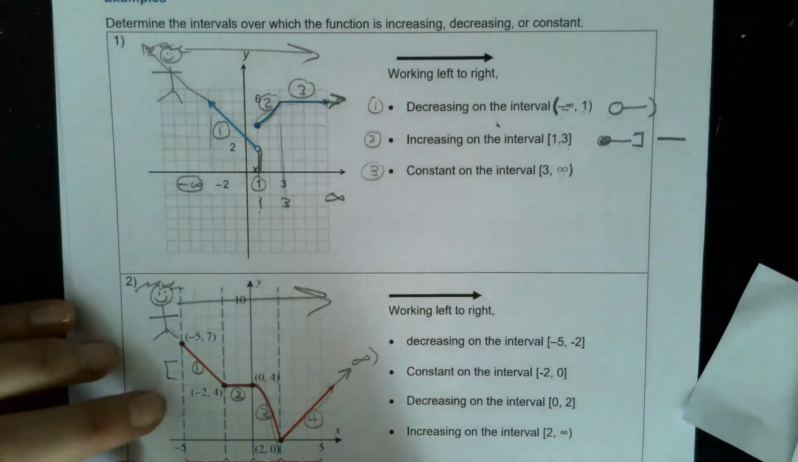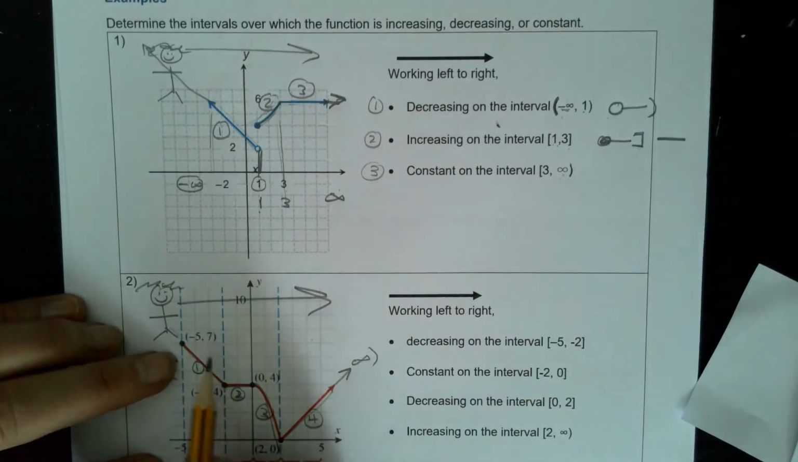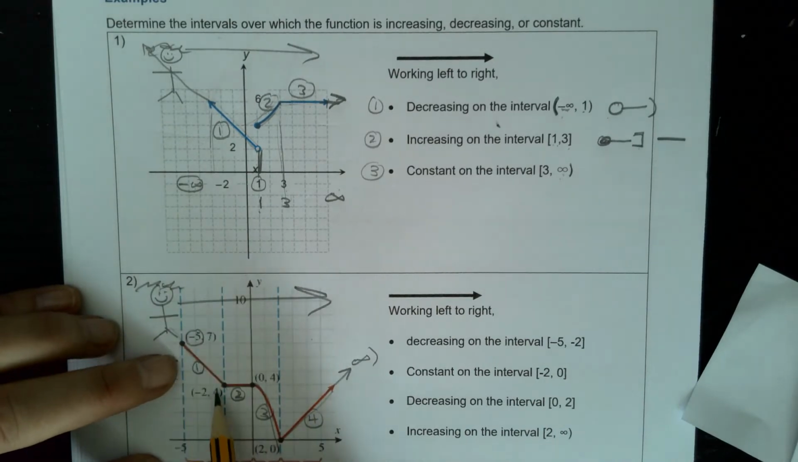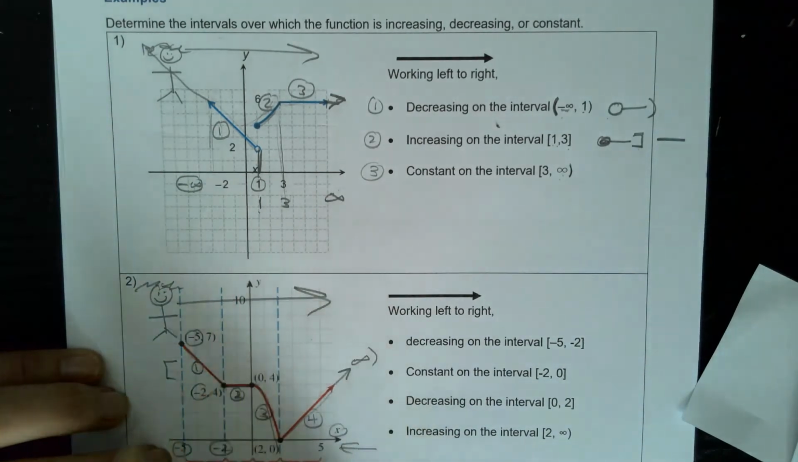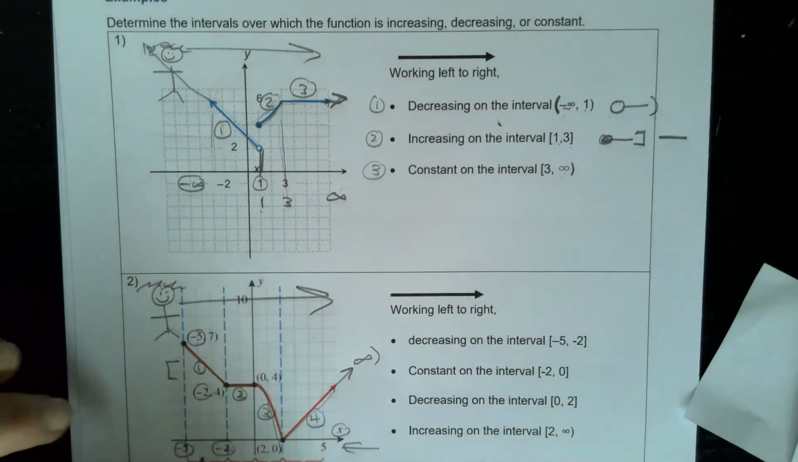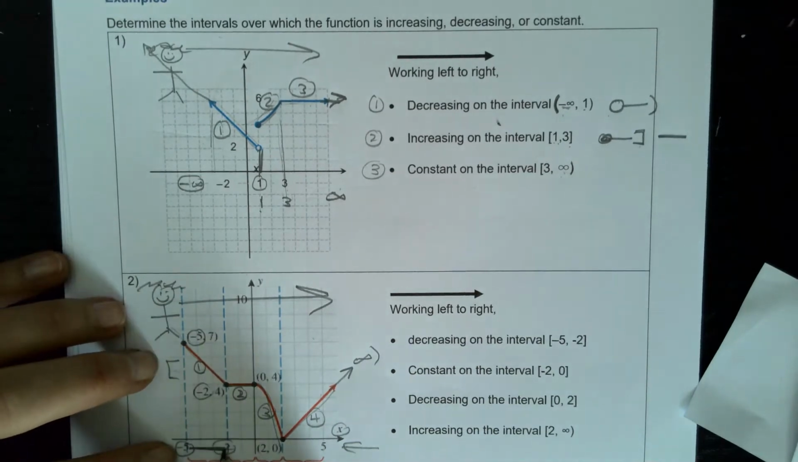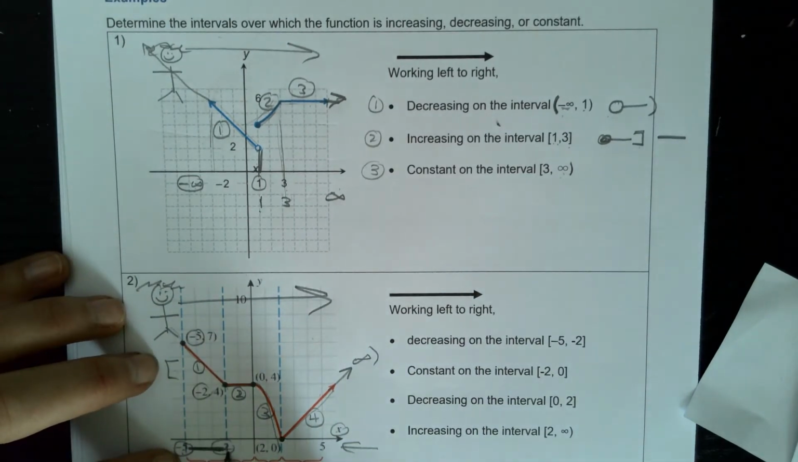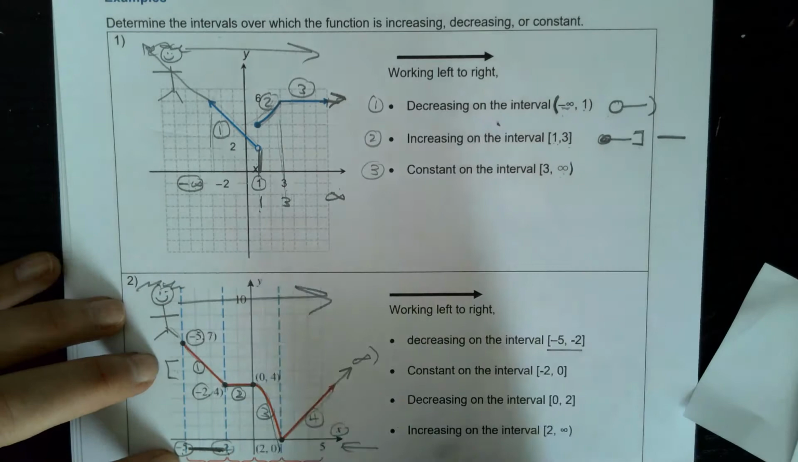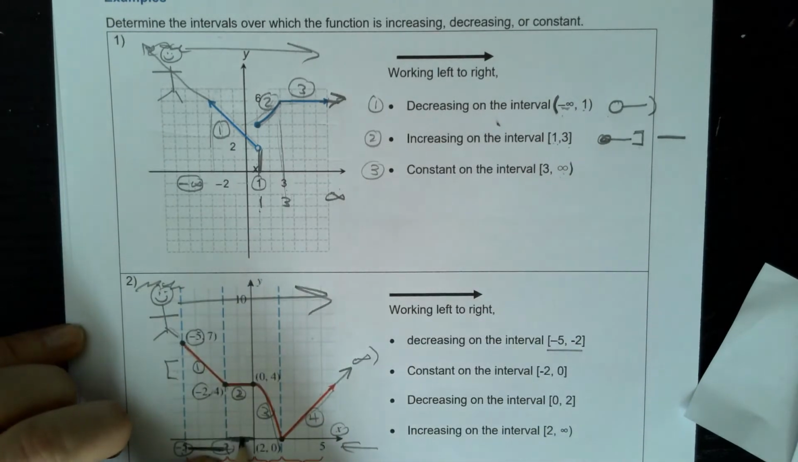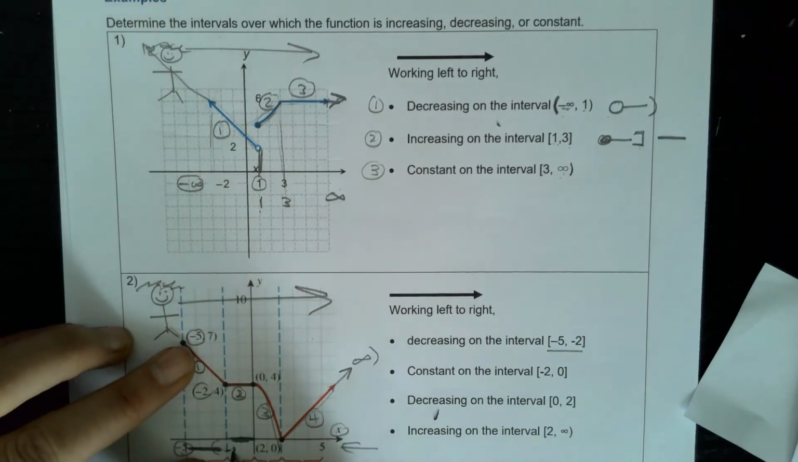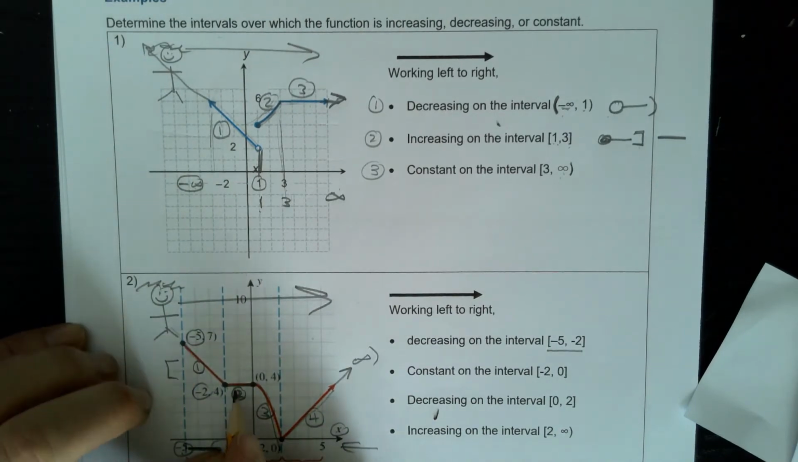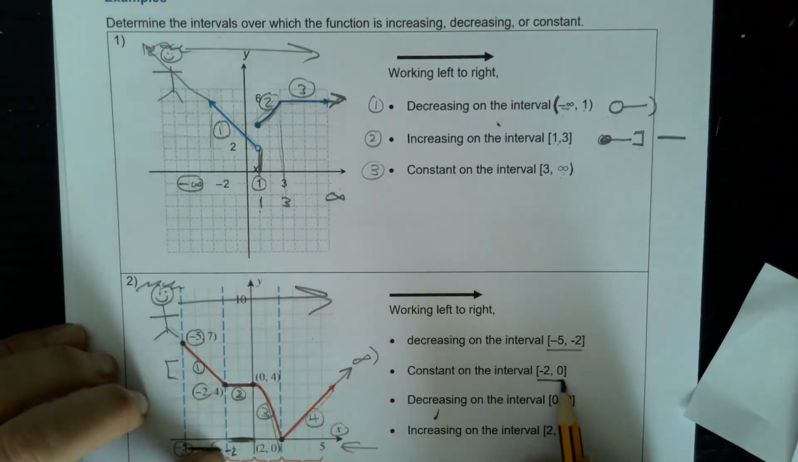So here, the first one is decreasing from negative 5 to negative 2. Now we're only looking at the x-axis. Don't look at the y-axis. So it's decreasing from here to here, between negative 5 and negative 2. Now it's constant here between negative 2 and 0, it's flat.